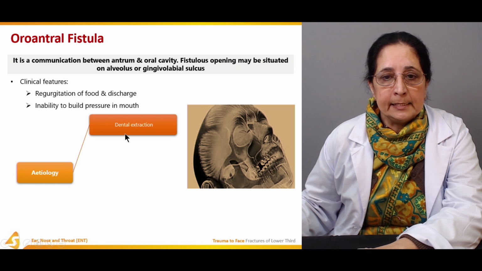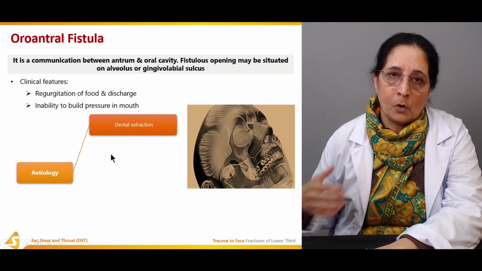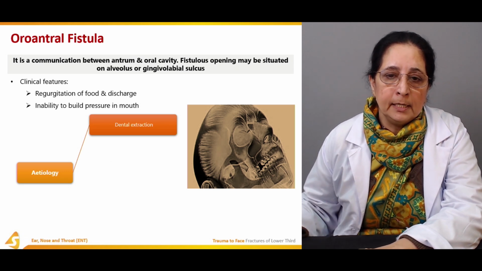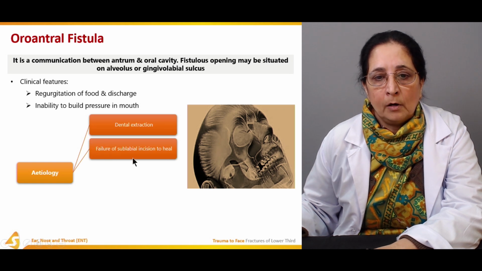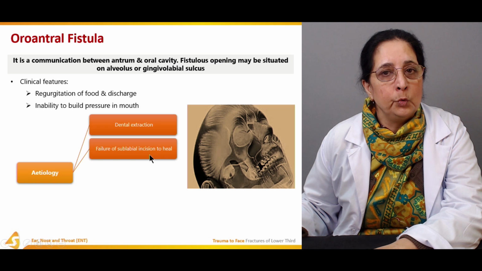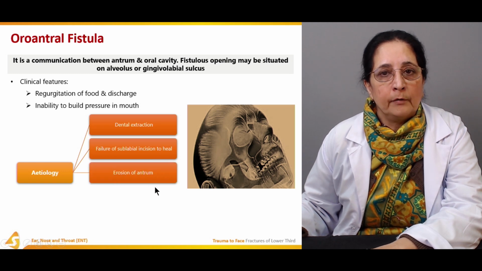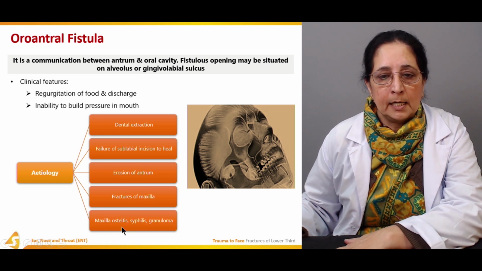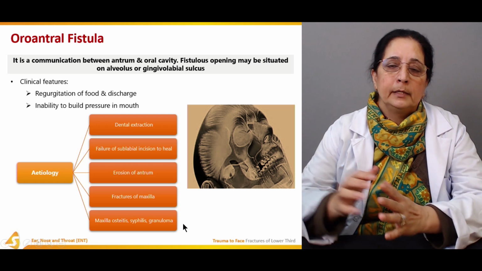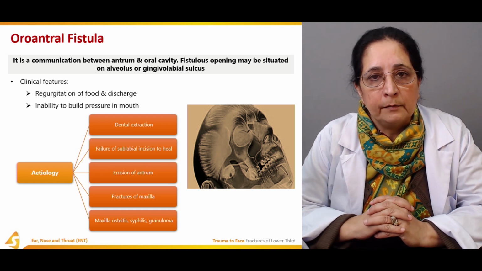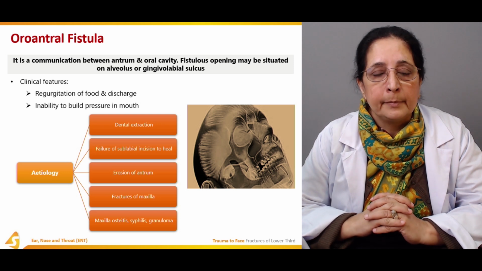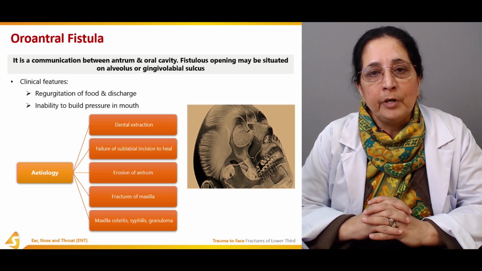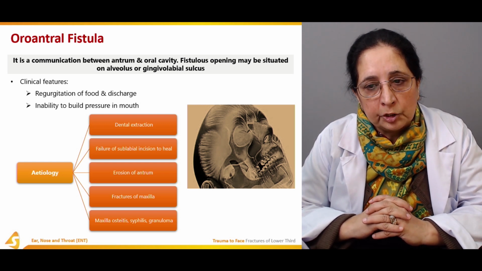Etiology: dental extraction can be one cause of antral fistula, with the extraction of the teeth. Failure of sublabial incision to heal. Erosion of antrum. Fracture of maxilla and maxilla osteitis, syphilis, granuloma. These are all the causes that can cause the formation of the fistula between the oral cavity and the antrum, leading to regurgitation of food and discharge.